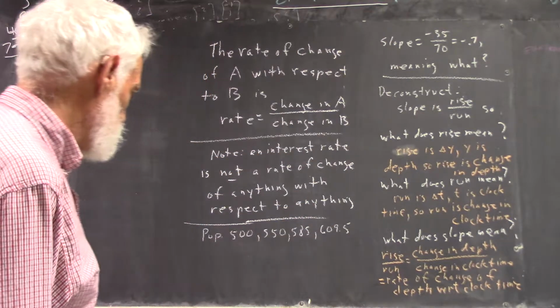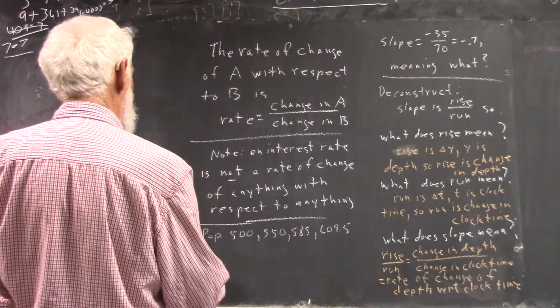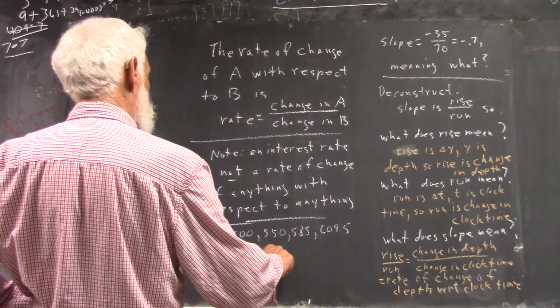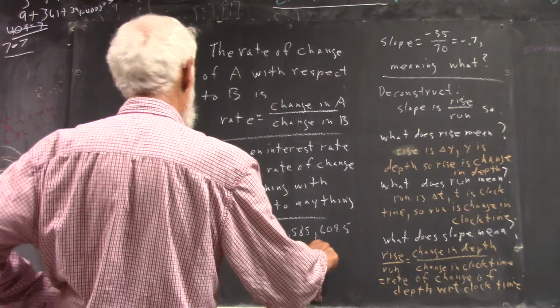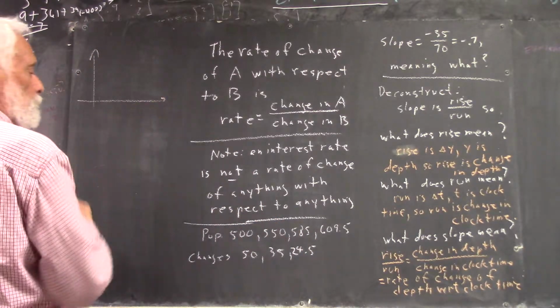I went bonkers with the arithmetic. Changes are 50, 35, 24.5. So we can graph those.